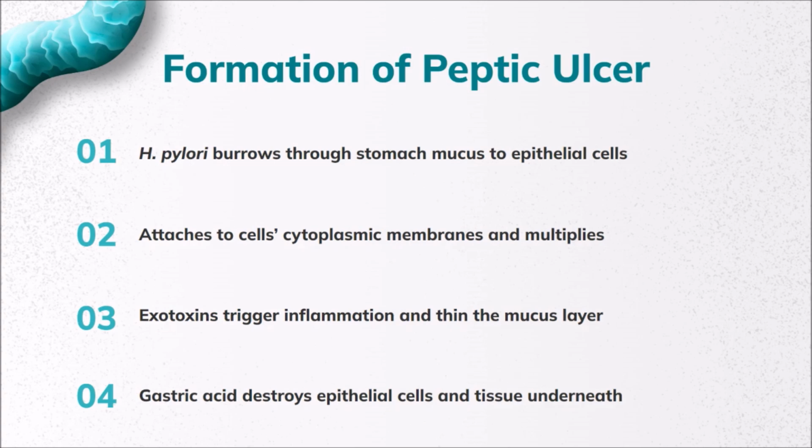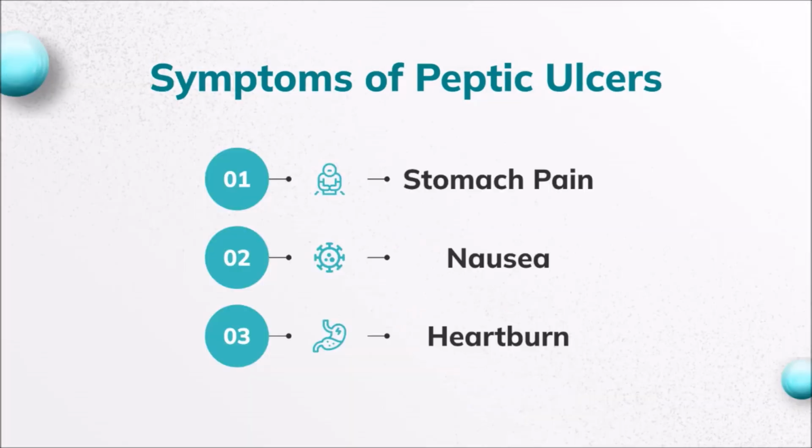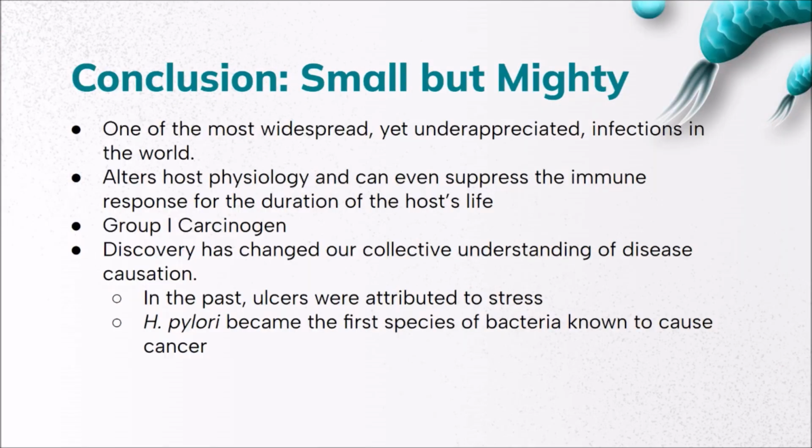It secretes exotoxins that trigger inflammation and thin down the layer of mucus. This exposes the epithelial cells underneath, allowing stomach acid to destroy them. Symptoms of peptic ulcers can be stomach pain, nausea, and heartburn.